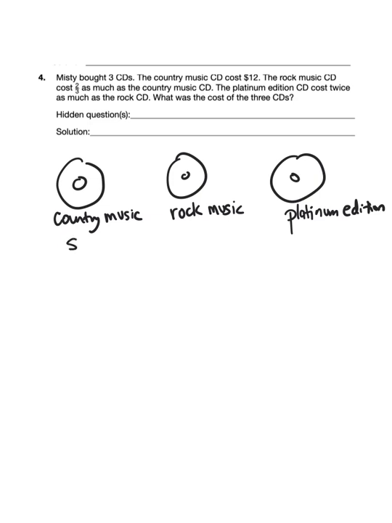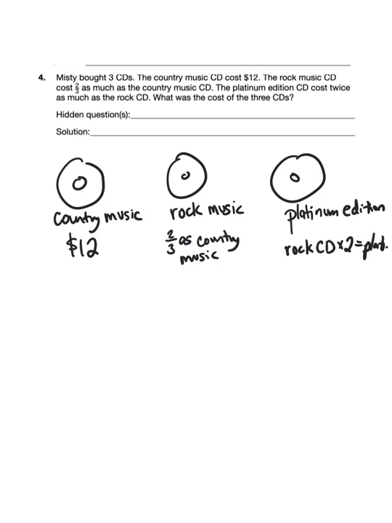The country music one is $12. The rock music CD is 2/3 as much as the country music, meaning I guess it costs less than the country music CD. And then the Platinum Edition costs twice as much as the rock CD. So the cost of the rock CD times 2 will give us the Platinum Edition CD. Gosh, it's like a riddle. Okay, what was the cost of the 3 CDs?